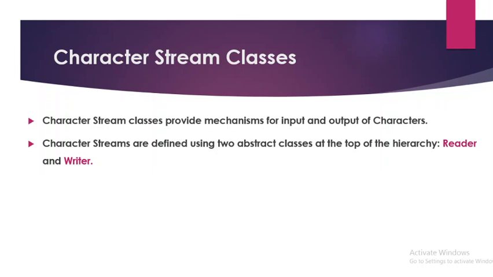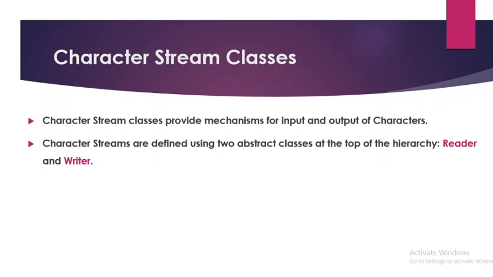If you remember, streams are divided into two types. Streams can be byte oriented or character oriented. The byte oriented stream classes we have already seen. For reference, I am providing a link in the description box. Now we are moving towards the next type, that is character oriented stream classes.